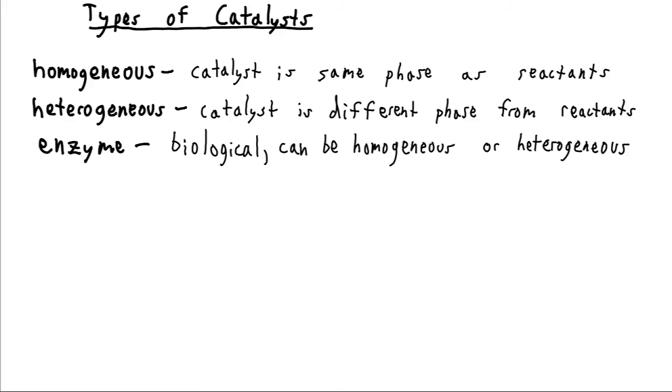We can also have enzymes. These are large biological molecules which act as catalysts. And they might be either homogeneous or heterogeneous. They're kind of in between.